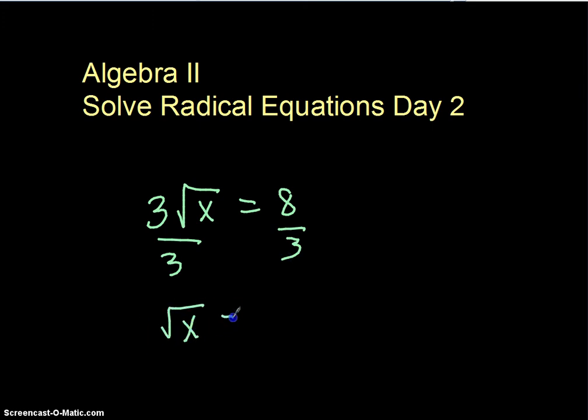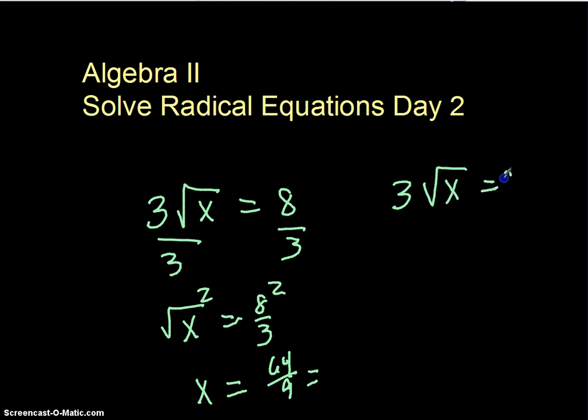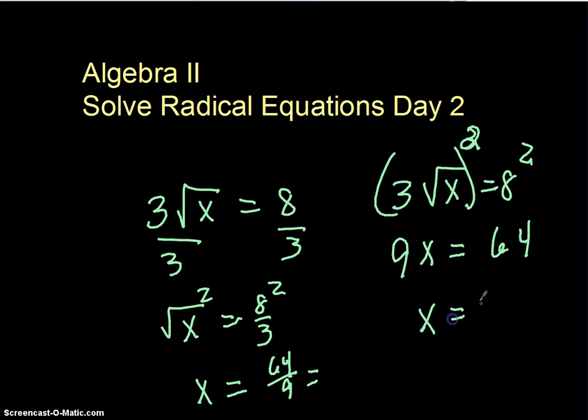So you have the square root of x is equal to 8 over 3, and then you square both sides. And so x is equal to 64 over 9. Or you can just make sure and square the number outside. And if you did it that way, 3 square root of x is equal to 8. When you squared this side, square that side, you would have 3 squared is 9, square root of x squared is x, equals 8 squared is 64, and you still end up with x is equal to 64 over 9. Either way works.